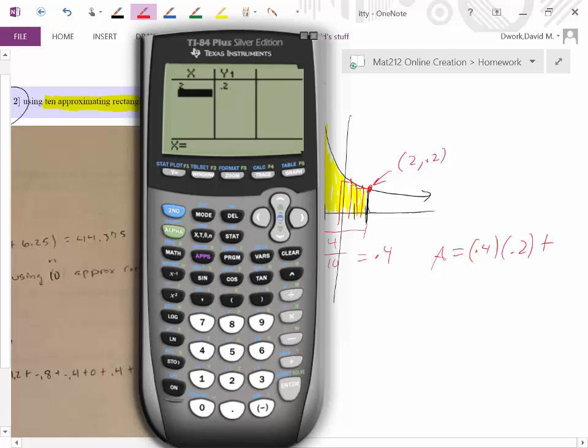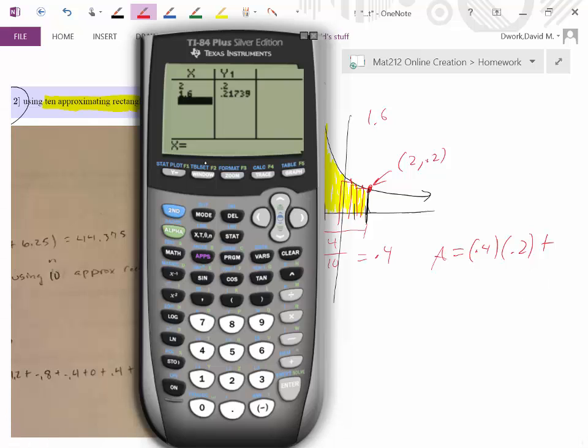Now I need my next rectangle. I'd move over 0.4, which would put me at 1.6. Some people would have no problem with this. Other people would say, I don't necessarily want to go this route and type in each of these values and figure out each of my widths.